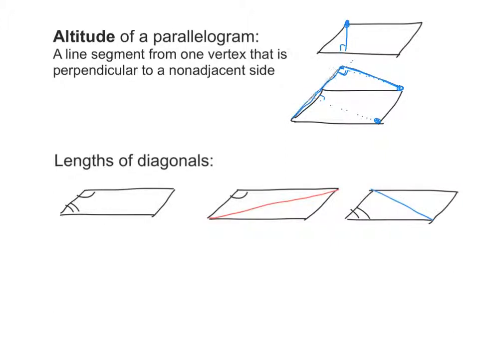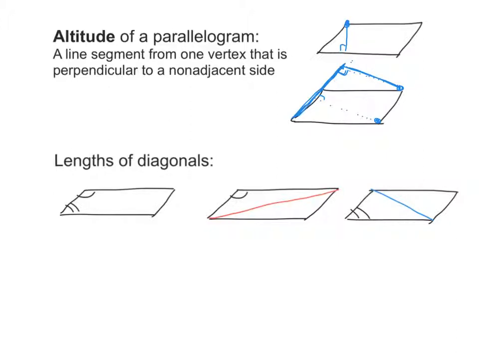So if I were to extend that side, it might be inside the parallelogram or it might lie outside the parallelogram. An altitude of a parallelogram is basically the same as in a triangle, except we're going to the side that's across from it. So altitudes are perpendicular to the side that's across from the vertex.